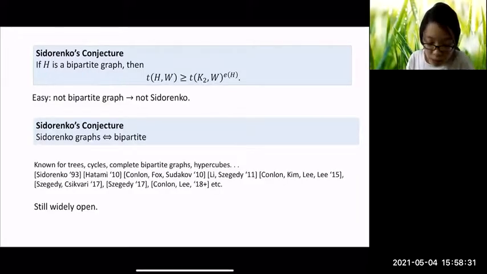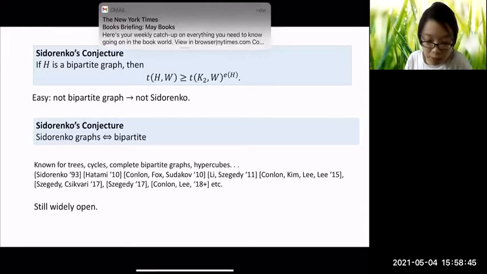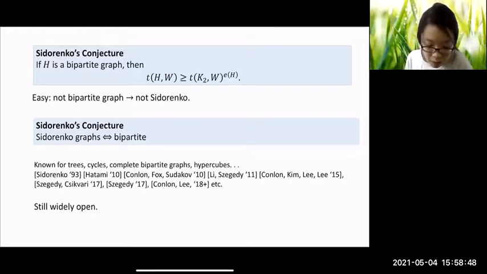It has attracted lots of attention, and it has been proven for trees, cycles, complete bipartite graphs, hypercubes, and many other graphs constructed by certain gluing processes. Many methods have been developed to study Sidorenko's conjecture. But this conjecture is still considered widely open because we still don't have any counterexamples, and it's very hard to prove for general bipartite graphs.